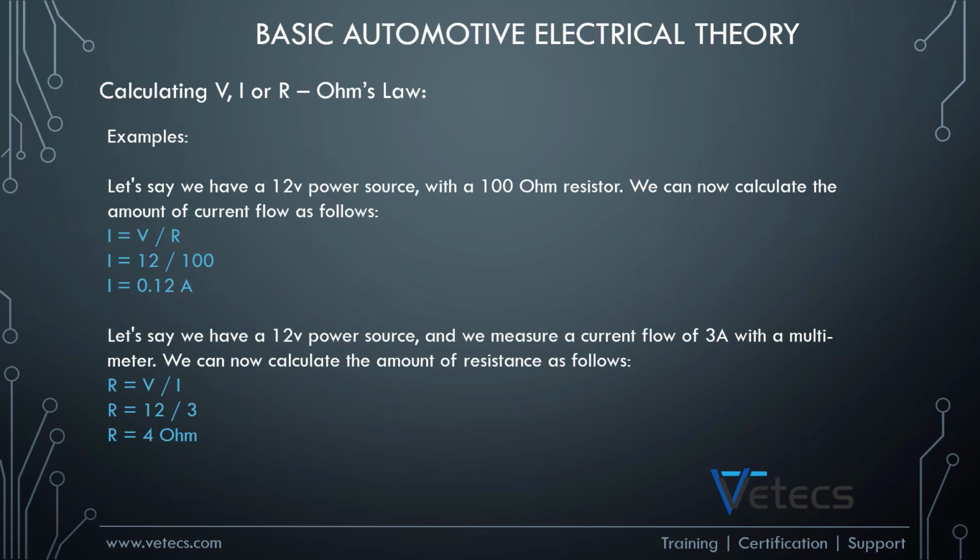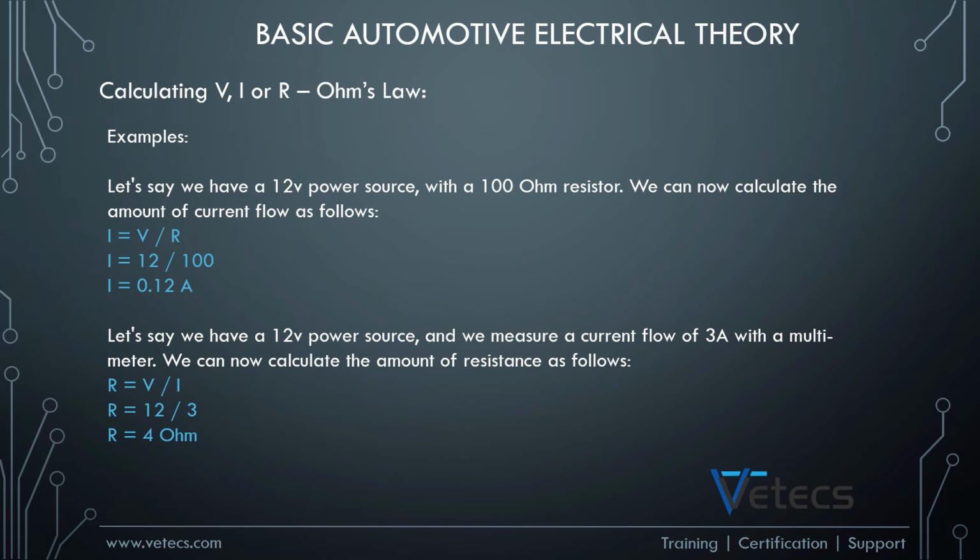Here are some examples. Let's say we have a 12-volt power source with a 100 ohm resistor. We can now calculate the amount of current flow as follows. I equals V divided by R. Therefore, I equals 12 divided by 100. I is therefore 0.12 amps.